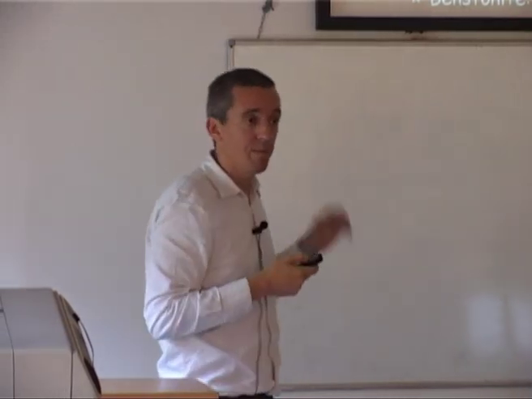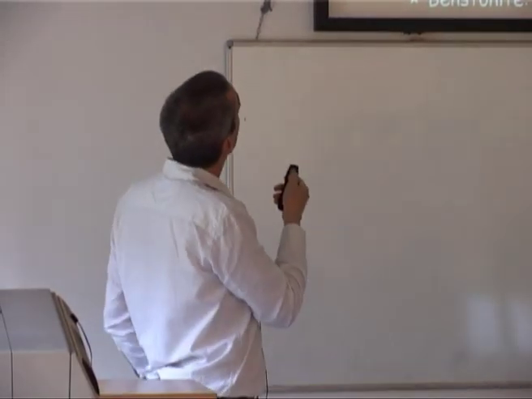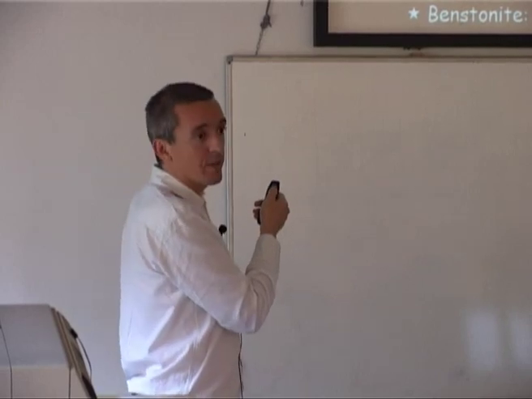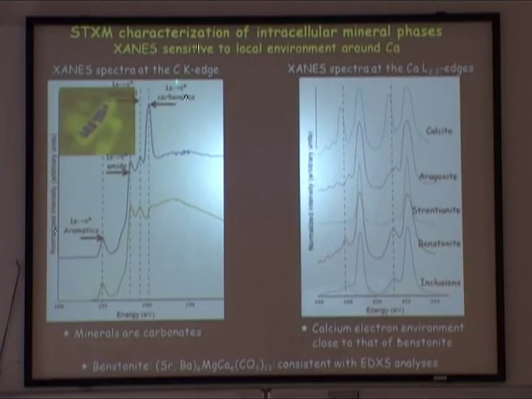Now, if we use STXM, X-ray microscopy, we can have a look at those samples at the carbon K-edge. And if we do the spectra, this is how it looks. So you see a cell here, and in blue you have the inclusions, the mineral inclusions. In the yellow part, you have this spectrum. In the blue part, you have this spectrum. You can compare by yourself.